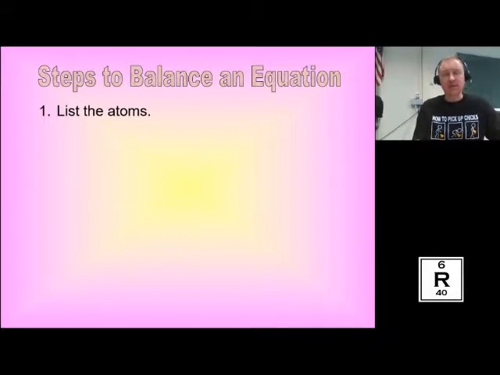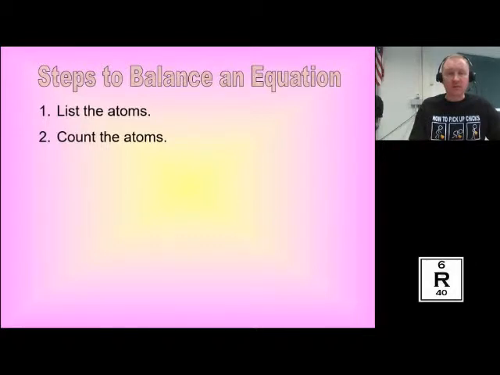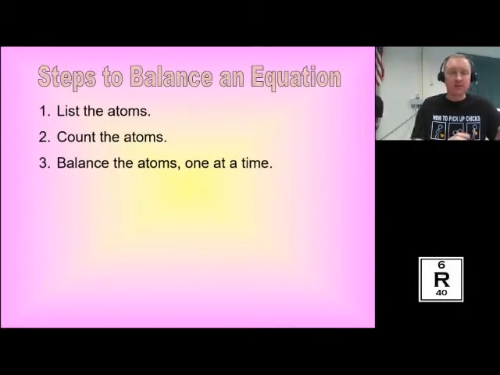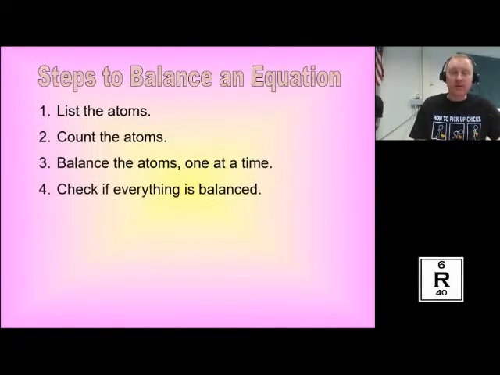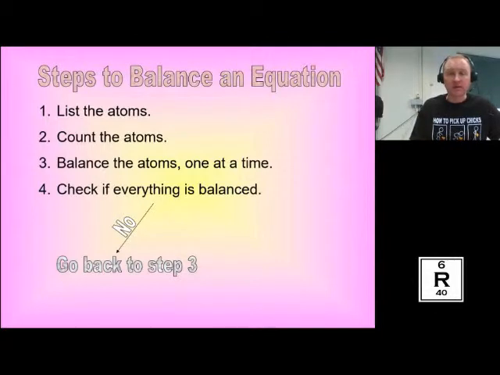First, we list all the atoms in the equation, and then we count all the atoms, all the reactants and all the products. The next thing is we try to balance the atoms one at a time. After we try to balance it, we check and recount everything to see if everything's balanced. If there are atoms that don't match each other, we go back to step 3 and try to balance them again one at a time. If they are balanced, then we're done.